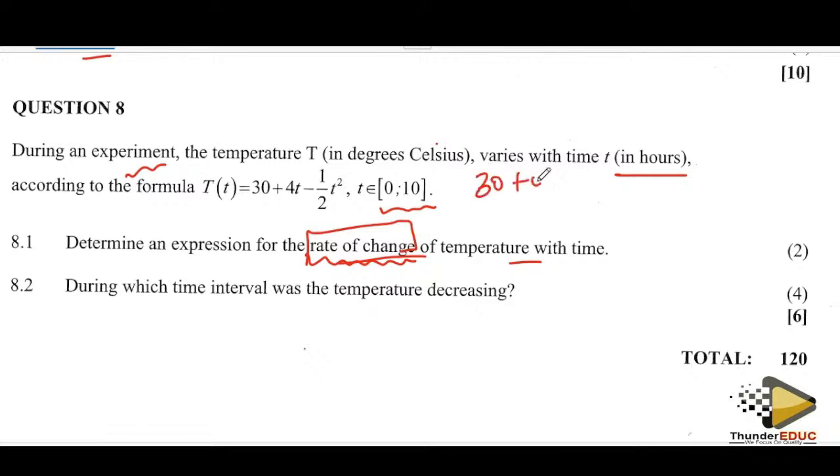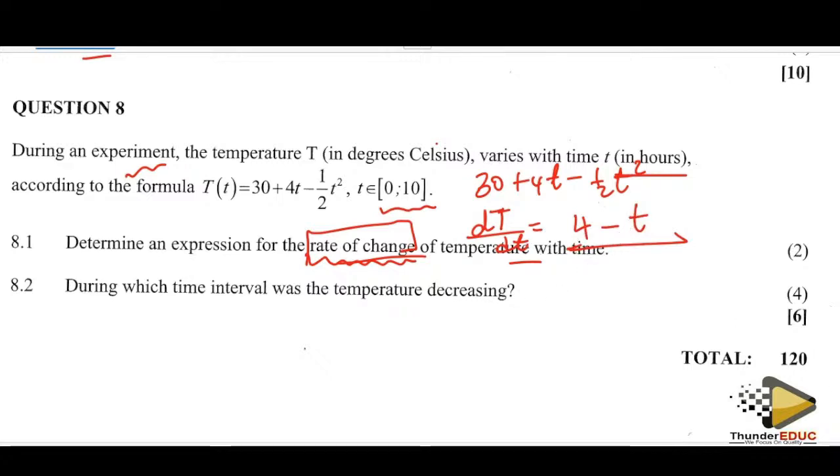So 30 plus 4t minus a half t squared, that is the expression. Which means dT by dt, the capital T by the small t. This is a constant, it dies out. This is a 4. 2 times negative a half will be negative 1 with the t, and 2 minus 1 is 1. So dT by dt is 4 minus t.